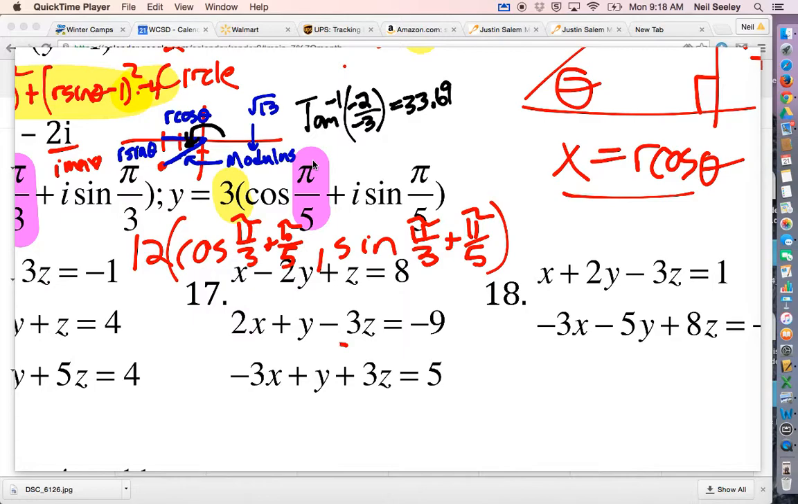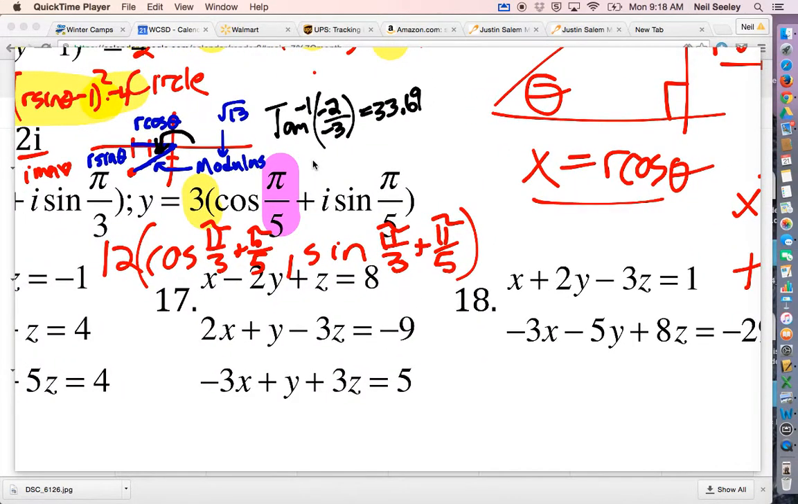Multiply the moduli, add the angles. But ultimately we're going to have to add those two together, and these angles, I'll just highlight them right here. If I were to add those together, that'd be 5 pi plus 3 pi over 15, so that'd be 8 pi over 15. I'm doing the quick trick, and this is what I'd be looking for in that angle. 8 pi over 15 is what I'm expecting inside there.